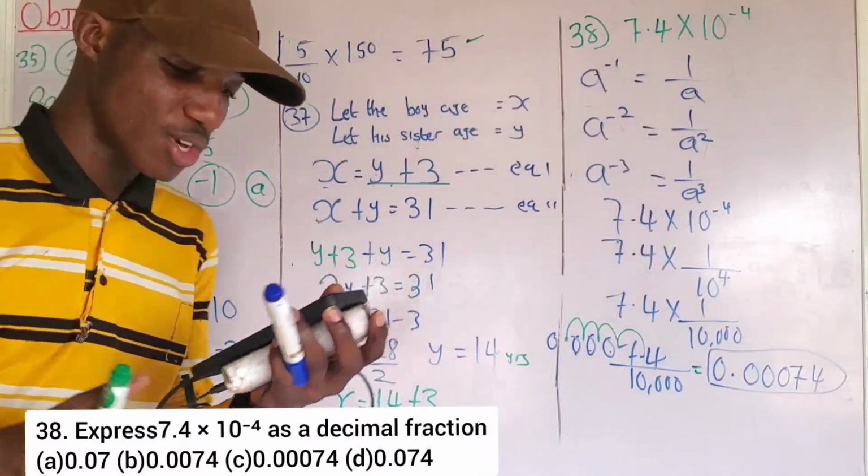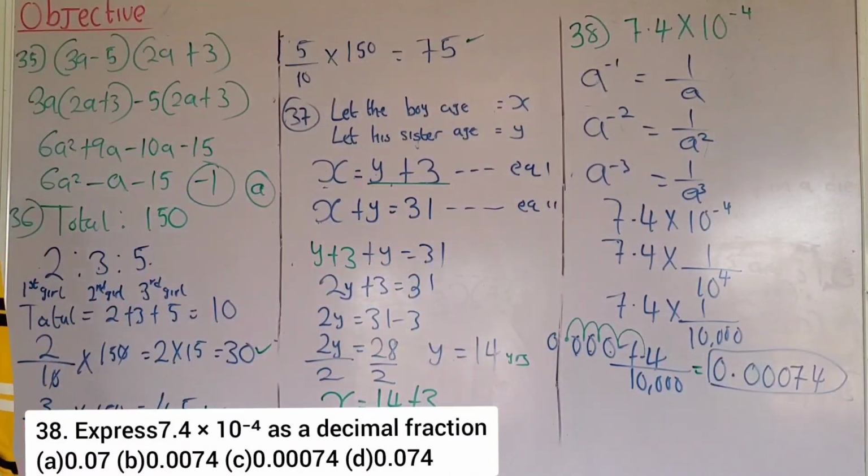0.0007. That is incorrect. Option B, 0.0074, is incorrect as well. Option C, 0.00074. Yes, that is the correct option, and option D is incorrect as well. So that is the solution to that question.